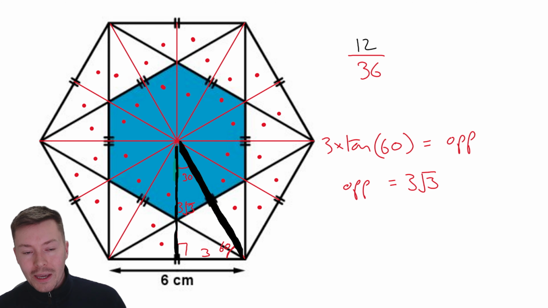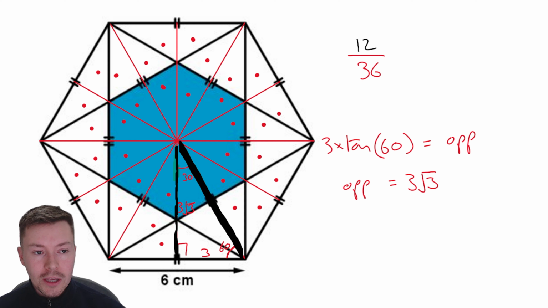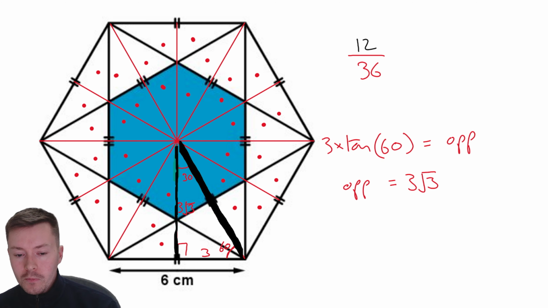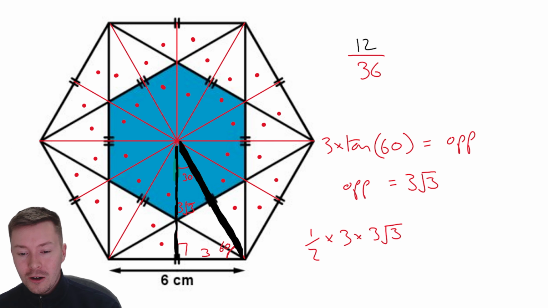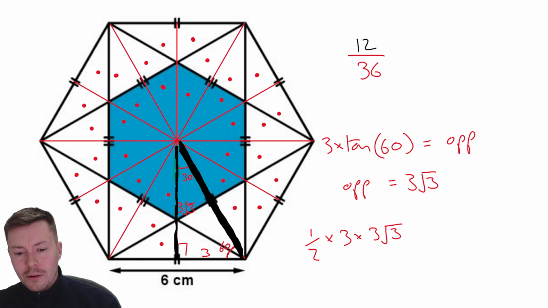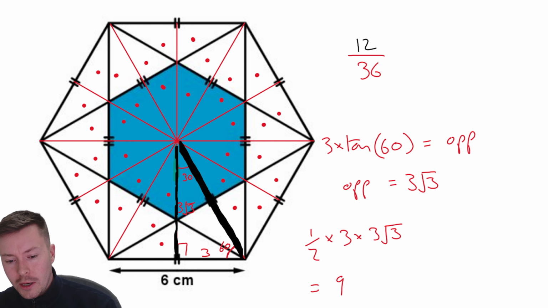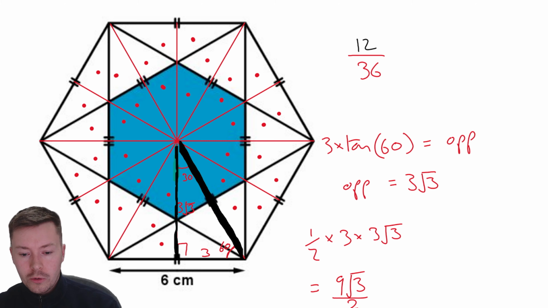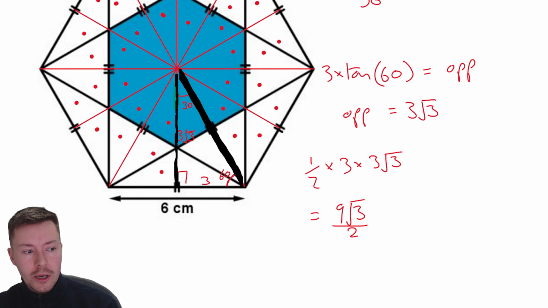What I then need to do is base times height and half it to get the area of the triangle. So I'm going to do, excuse me, I've got a bit of a cold, as probably most people in the UK have at the minute. A half times 3 root 3, and that's the area of this triangle that I've gone round and outlined in black. That's going to give me 9 root 3 over 2. Just scroll down ever so slightly. 9 root 3 over 2, and that's the area of that triangle.